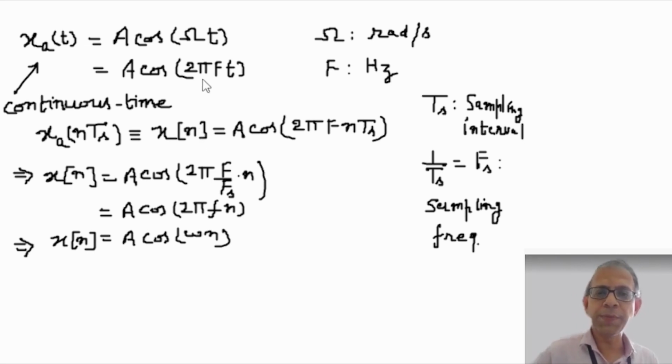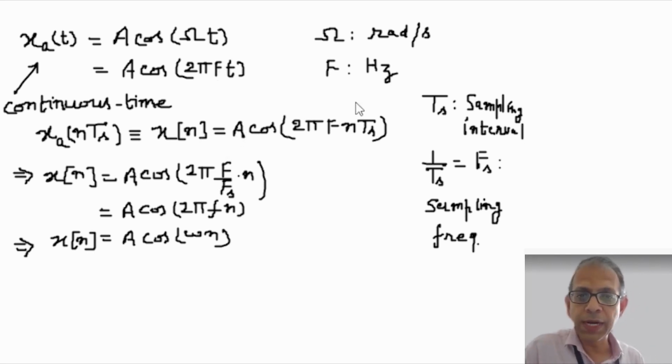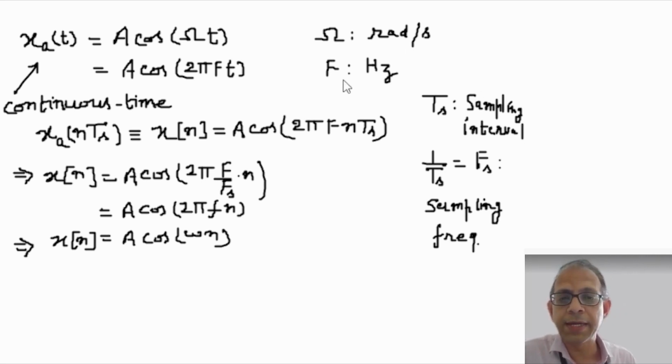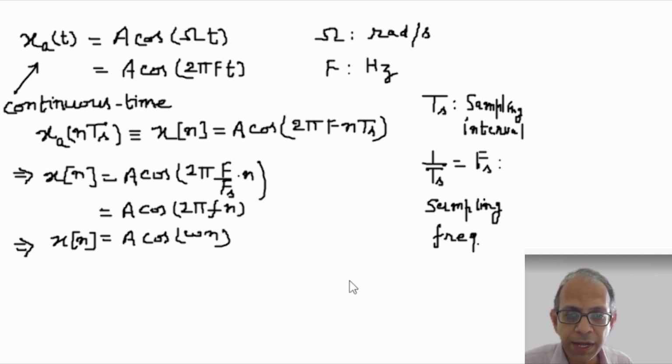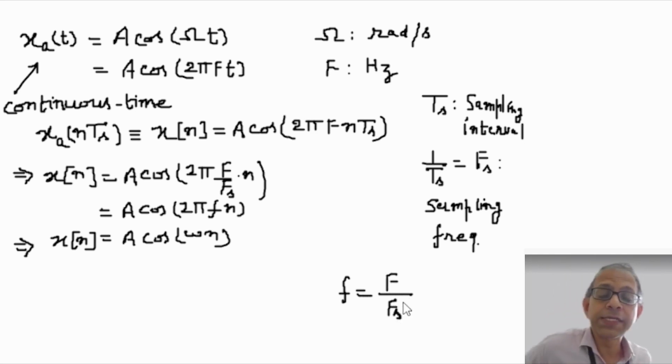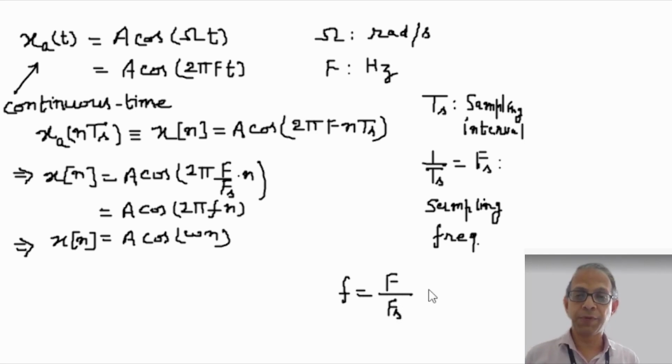So it looks similar in form, but there are some major differences, and we need to understand that this capital omega is a physical frequency in radians per second, and the capital F is the corresponding frequency in hertz, physical frequency. However, small f is the ratio of two frequencies F by Fs, and therefore it's a dimensionless quantity. It is the normalized frequency.